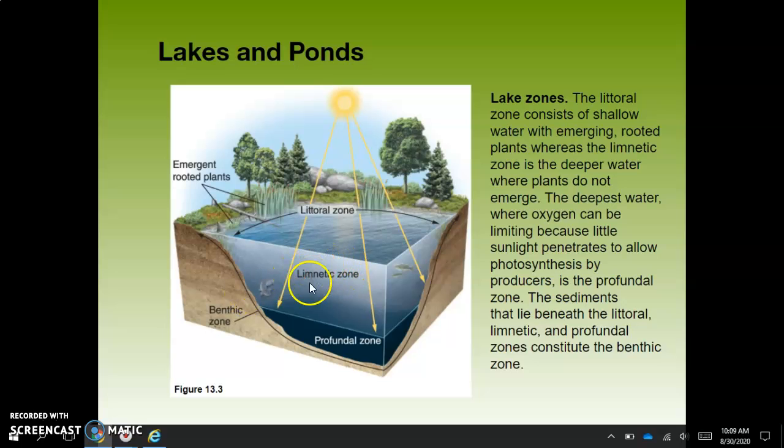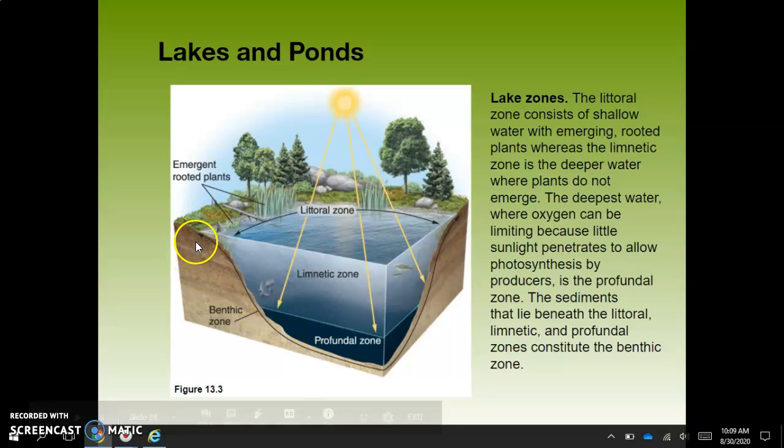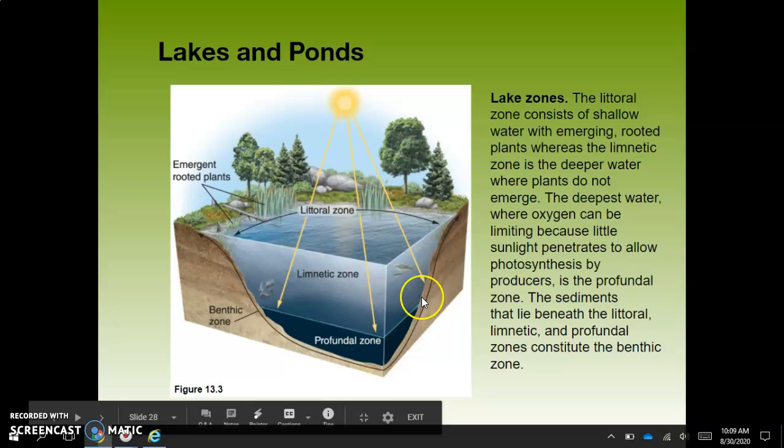The limnetic zone, which is just below. Sunlight can penetrate into the limnetic zone. And then the profundal zone we find in very deep lakes, and it's where sunlight cannot reach. And then if we look at our benthic zone, this is just the muddy part of the lake or pond.